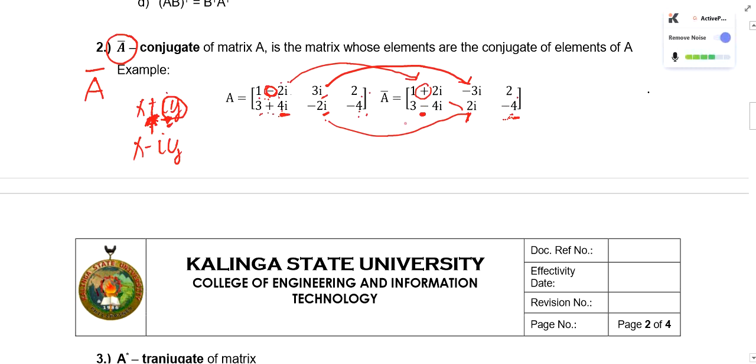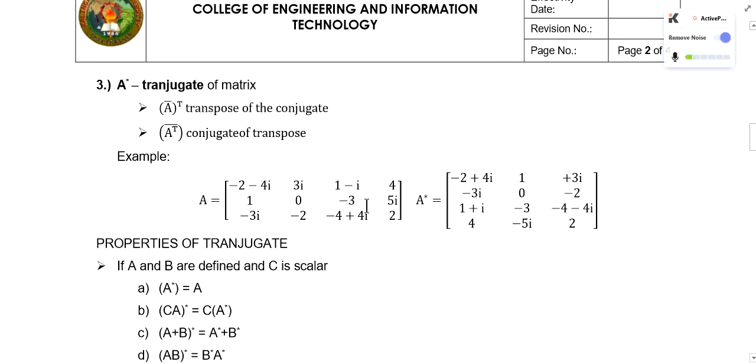So pag sinabi natin conjugate, yung numbers ng ating matrix element is the opposite of the sign of the matrix. So that is for the conjugate. So number three, we have here the conjugate transpose of a matrix. Yung simple na given, itong A raised to T bar, tinatawag natin dyan na transpose of the conjugate. And then yung simple naman na ito, yung A raised to bar T, tinatawag natin dyan na conjugate of transpose. So meron tayong example dito.